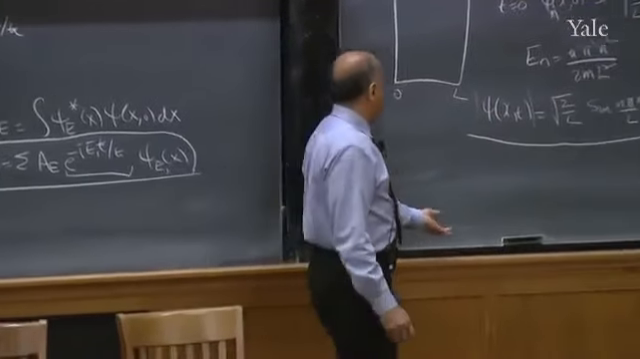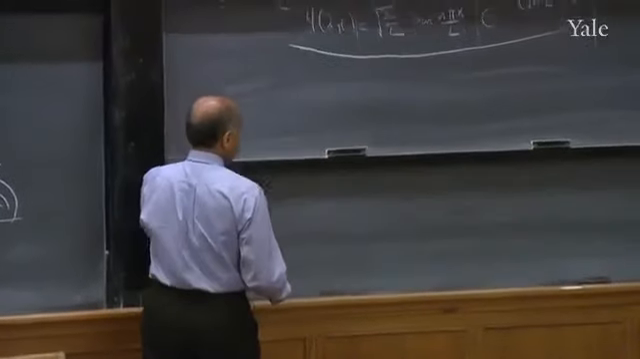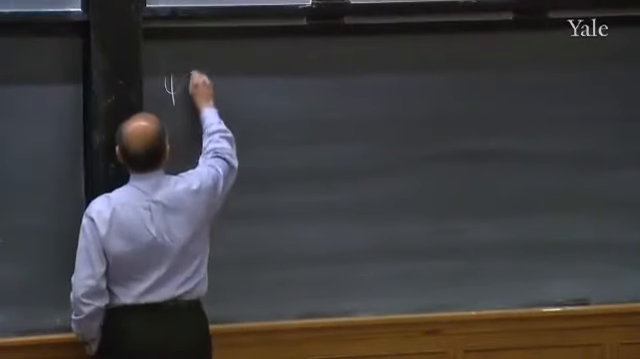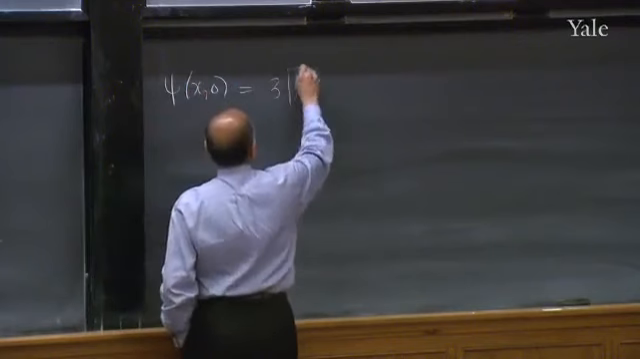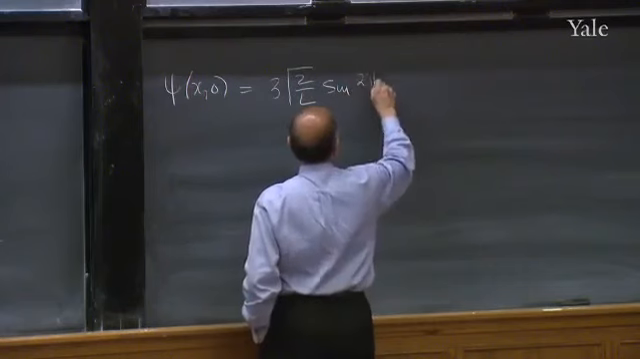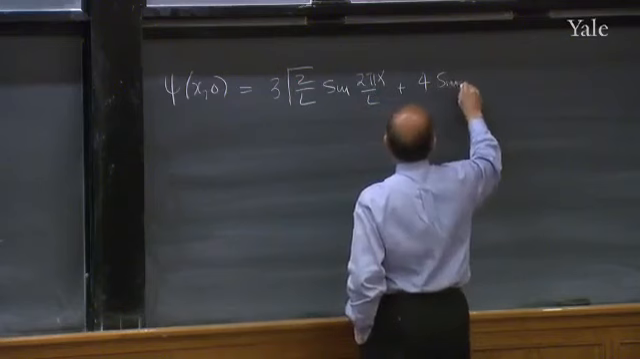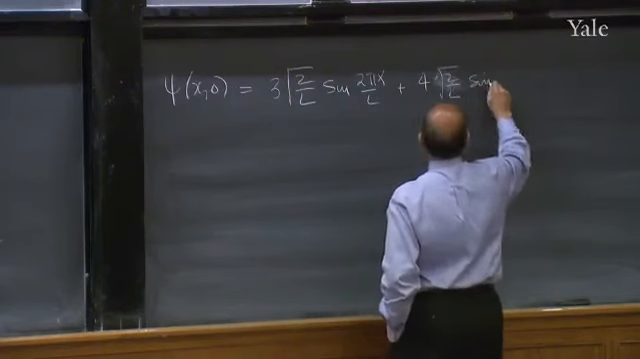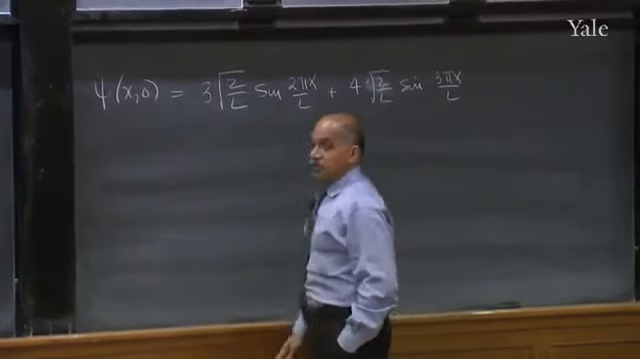Now let's give you a slightly more complicated state. Okay, I'm going to hide that for now. Let us take a psi of x at 0 that looks like 3 times square root of 2 over L sine 2 pi x over L plus 4 times sine... This is my initial state.